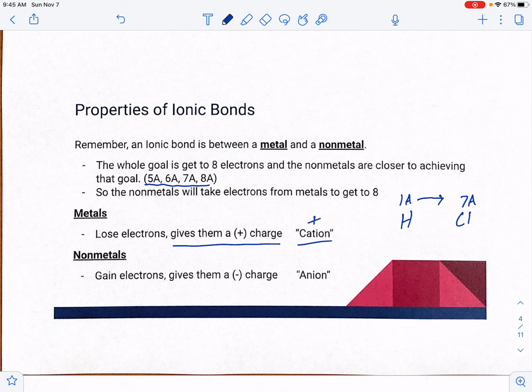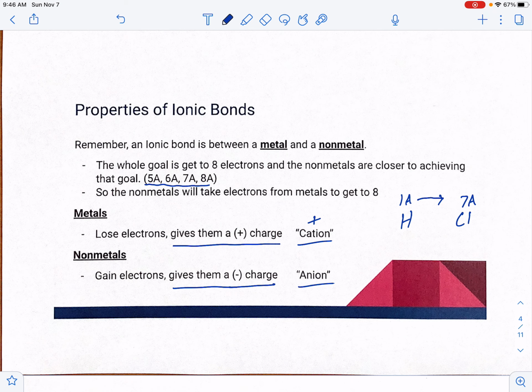Then your nonmetals. So chlorine is going to take that electron from hydrogen to make an octet. Okay, so if I'm going to gain something negative, that's going to make me more negative, which means your nonmetals are going to have a negative charge, and they're going to be called an anion.